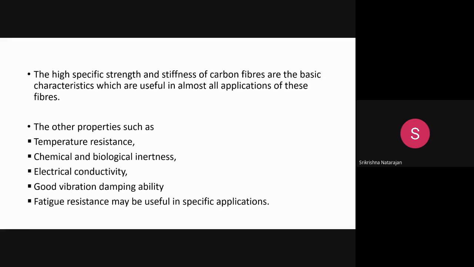See, vibration damping means wherever there is sound generation, the vibration is there. In those places, it can be used as a vibration damper so that excessive vibrations can be prevented. For example, in the cycle, it can be used as a good shock absorbing vibration arrester. Okay, and it has a good fatigue resistance also. If you give any kind of wear and tear or any kind of process it undergoes, it will not easily get fatigue. Okay, it has a good fatigue resistance that is useful in certain applications.